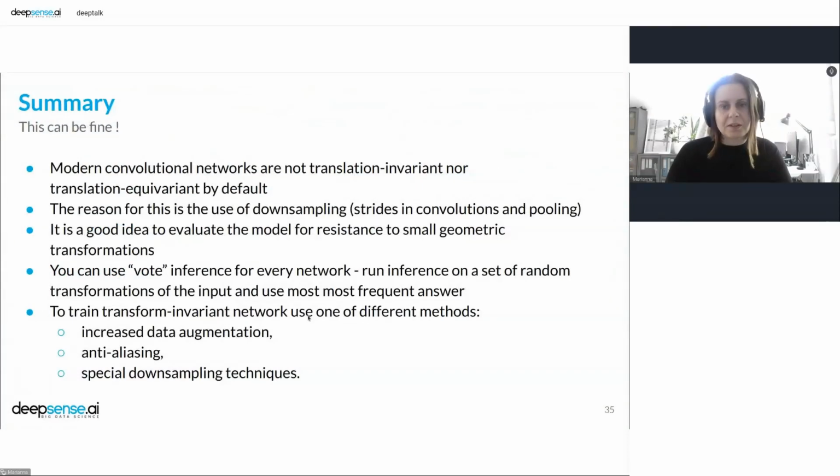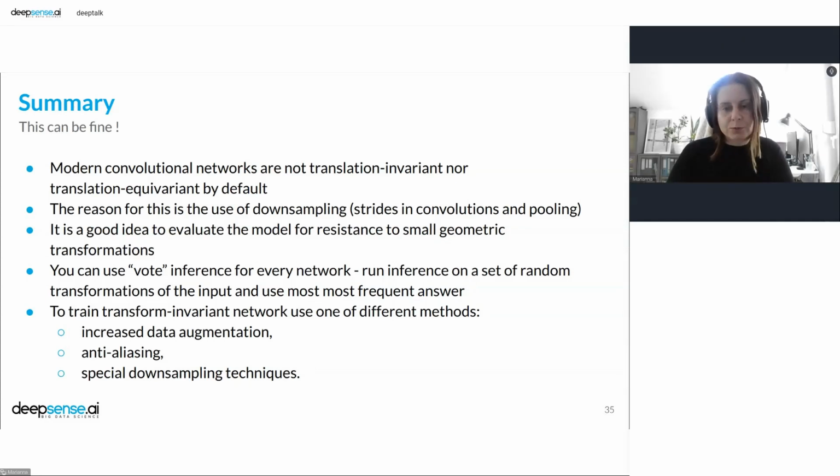To sum up, we know that modern convolutional networks are not translation invariant nor translation equivariant by default. The reason for this is the use of downsampling, strides in convolutions and pooling. It is a good idea to evaluate the model for resistance to small geometric transformations. You can use the vote inference for every network. So run the inference on a set of random, slight transformations of the input, and use the most frequent answer.